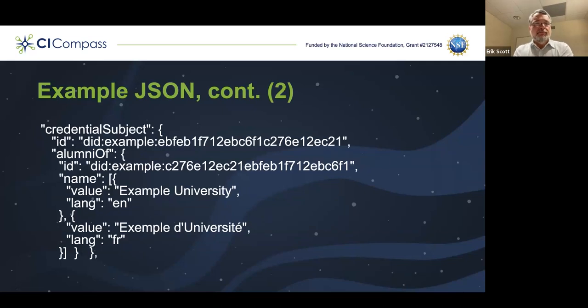Then as we go into it, this is the next part of the payload, the verifiable credential that is being exchanged. The next part, we have the identifier of the subject, that alumnus, me. We have the identifier of the institution that I'm an alum of. So that's this second ID field down here. Oops, can't click on it.